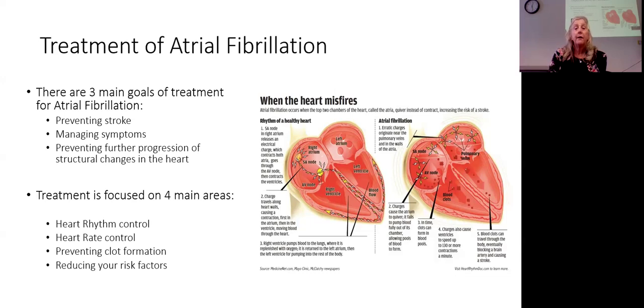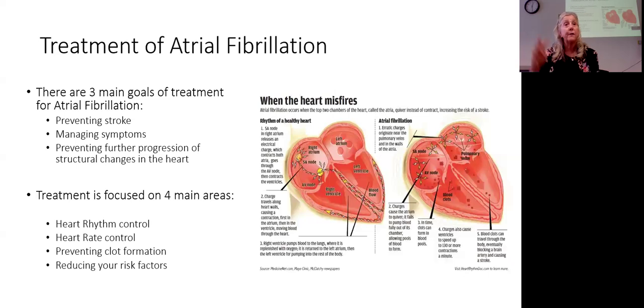So the main goals of treatment for atrial fibrillation are preventing stroke, managing your symptoms so that you don't feel tired, fatigued and short of breath, and preventing further progression of the structural changes in the heart. You don't want to have your atria enlarged and your ventricles enlarged because they're working so hard, because that leads to heart failure and other things.